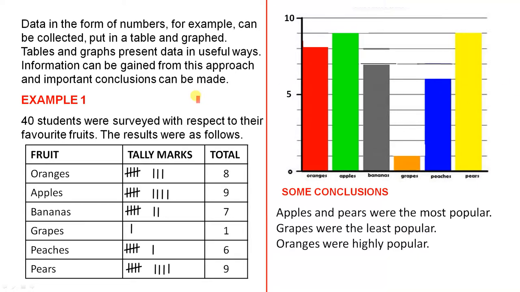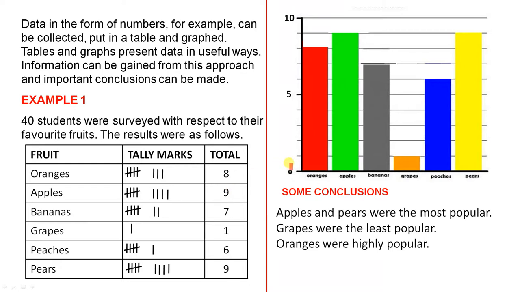Example 1. 40 students were surveyed with respect to their favourite fruits. The results were as follows. So after the survey was taken, organise the fruits in the form of a table, with the tally marks to help us keep track, and the final numbers. This graph can be drawn. We can see here, for example, that 9 is the highest number.